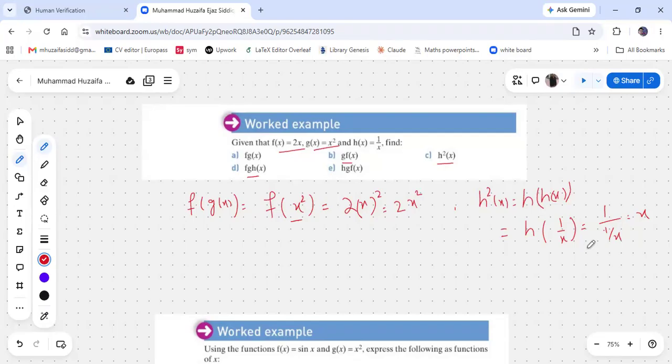For B, I got the answer x squared, and for C, I got the answer 1 over x squared. I'm doing D. Look at here on D and E, we have the composition of three functions. That's all.